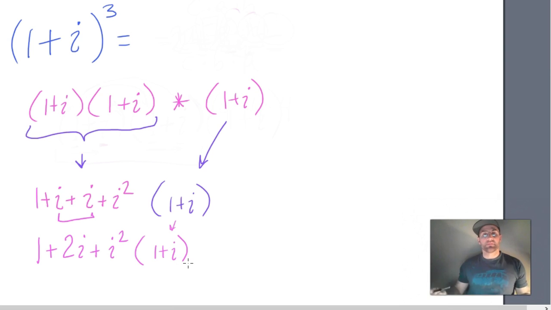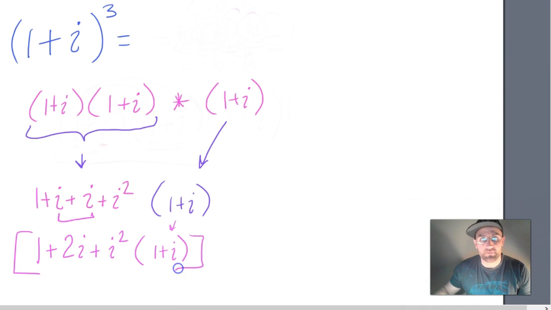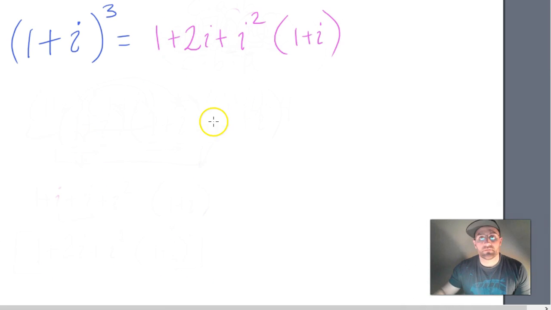Now I'm going to clean up the board real quick and rewrite everything you see in that bracket up in this area. Alright, so we can see how 1 plus i in parentheses taken to the cube is equivalent to 1 plus 2i plus i squared, parentheses, 1 plus i, close parentheses. We can see how that's an equivalency because we just went through those steps.